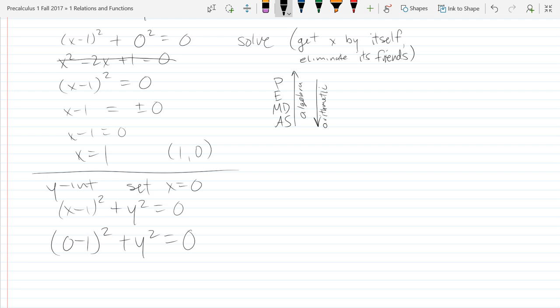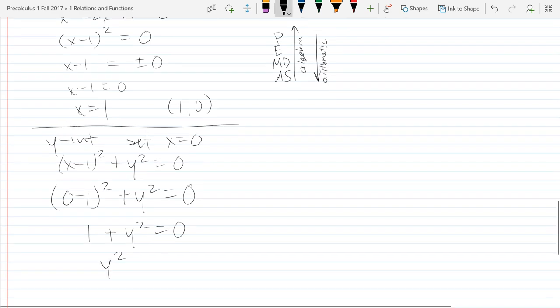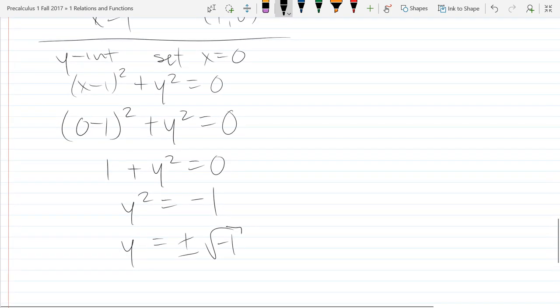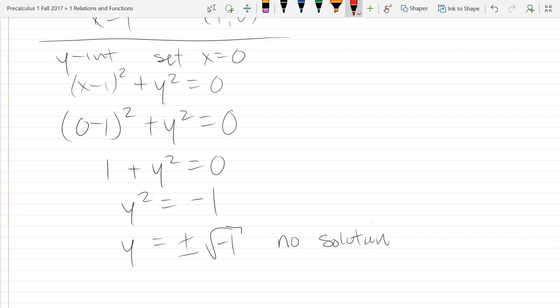So minus 1 squared is positive 1. So now y squared equals negative 1, and here's where we have a problem. If we work in the real numbers, we cannot take the square root of a negative. So this would mean no solution, or no real solution. For us, this is no solution because of that negative in front of the 1. If you have the square root of a negative value, that's not a real number.